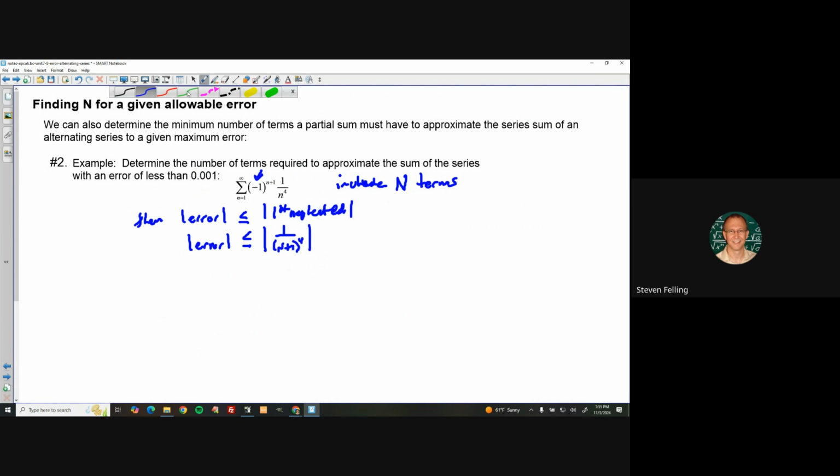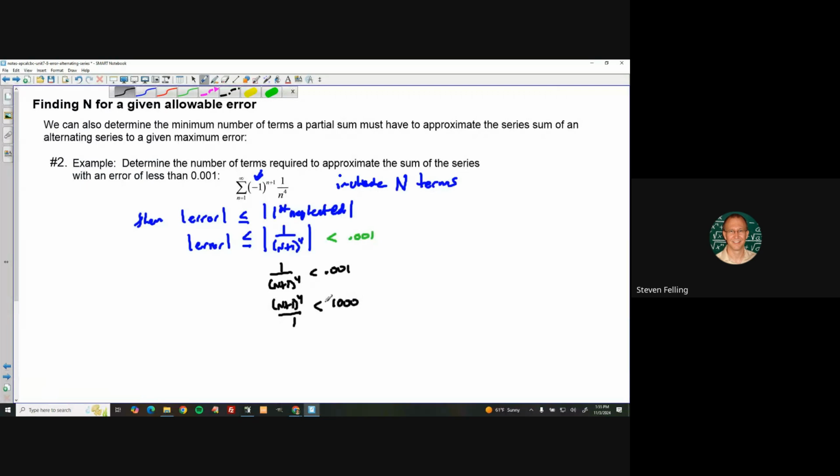Now, if I want this to be an error of less than 0.001, then I've got a little thing I can solve here. 1 over n plus 1 to the 4th has to be less than 0.001. If I flip both of these upside down, then this becomes n plus 1 to the 4th over 1 is less than 1 over 0.001, which is 1,000.